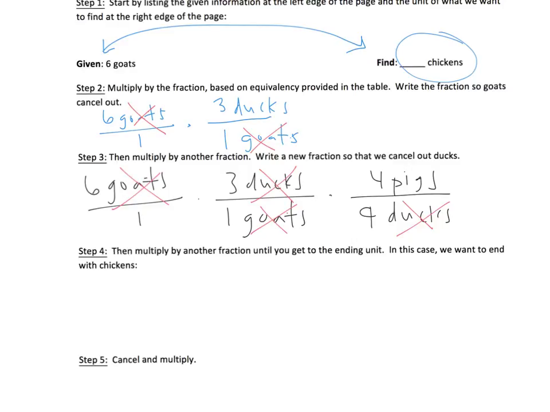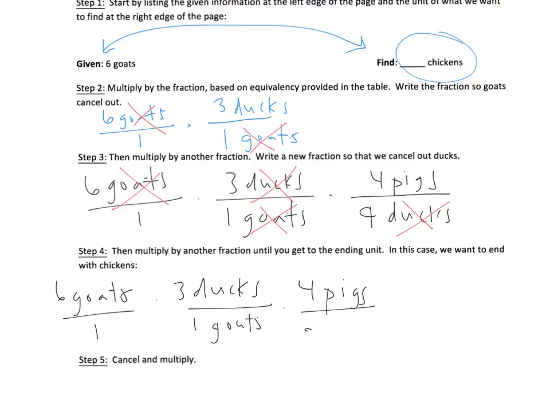So step 4, multiply by another fraction so now we can get to our ending unit. So again, we started with our 6 goats, and I'll just rewrite this for this example, times 3 ducks over 1 goat times 4 pigs over 9 ducks. And all these cancel out, right, because they were cross products.